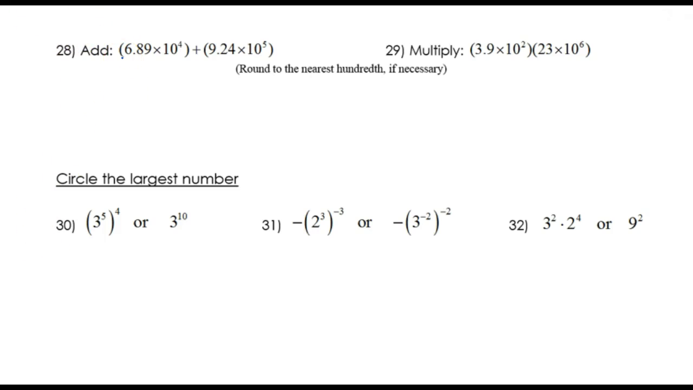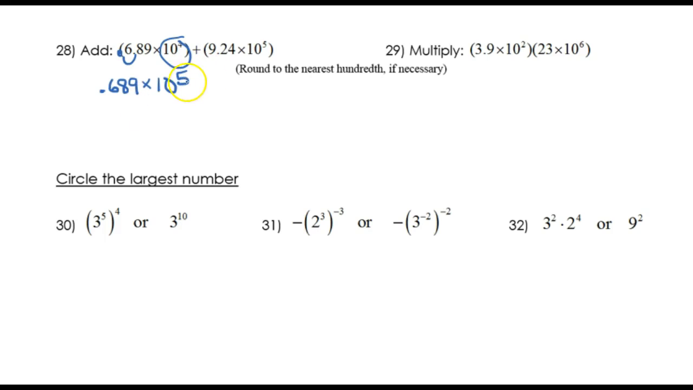Number 28, we're getting there to the end, home stretch here. 6.8 times 10 to the fourth plus 9.24 times 10 to the fifth. We need to make sure our exponents are the same, so I am actually going to change my 6.8 times 10 to the fourth. This needs to get changed to 10 to the fifth power. So I am going to move that decimal place to the left one spot so that I can move it over five spaces now.